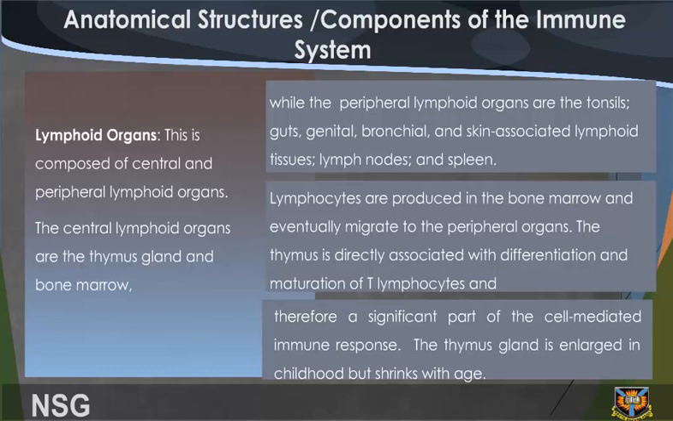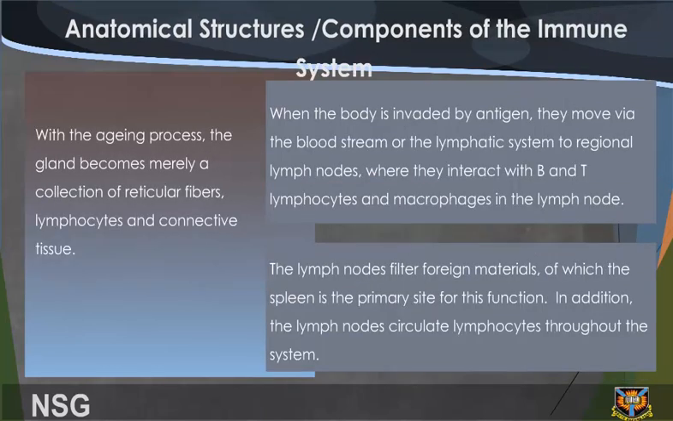Lymphocytes are produced in the bone marrow and eventually migrate to the peripheral organs. The thymus is directly associated with differentiation and maturation of T lymphocytes and therefore a significant part of the cell-mediated immune response. The thymus gland is enlarged in childhood but shrinks with age. With the aging process, the gland becomes merely a collection of reticular fibers, lymphocytes, and connective tissue.